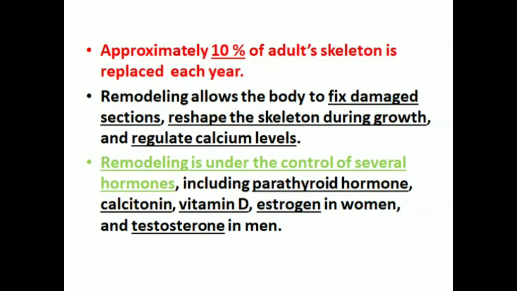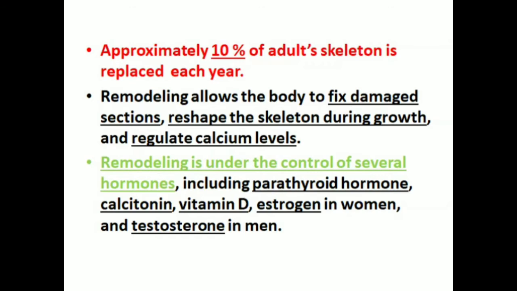Approximately 10% of the adult skeleton is replaced each year. Remodeling allows the body to fix damaged sections, reshape the skeleton during growth, and regulate calcium levels.